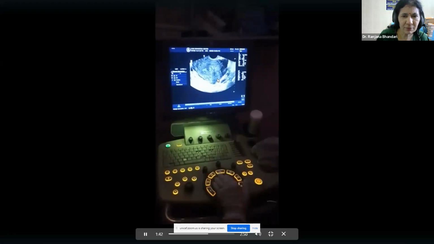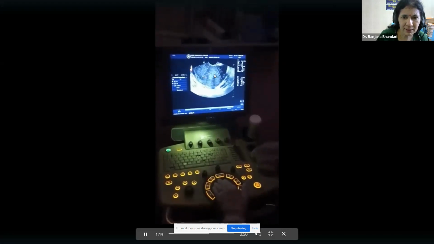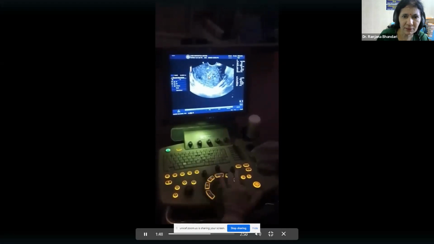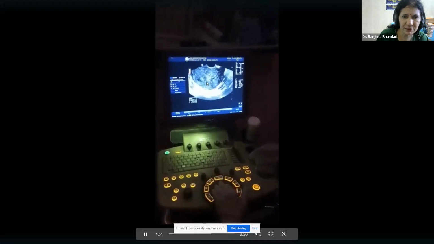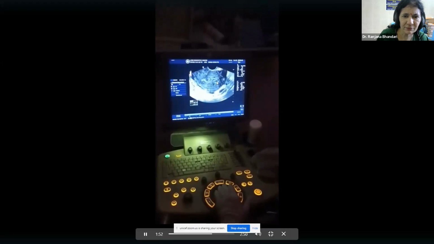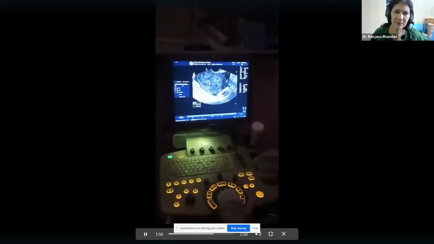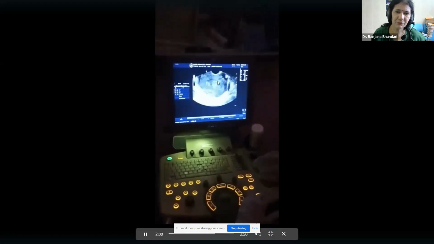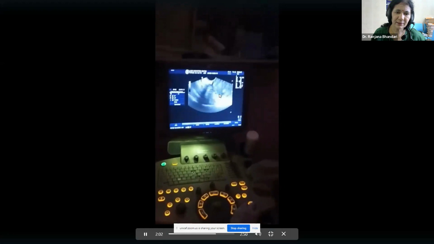And when we apply Doppler, there is all intralesional vascularity. See, so many intralesional vessels. It is not circumferential. So this is a case of adenomyosis, just near the endometrium, but posteriorly. This is the posterior part of the uterus, and this is the anterior part of the uterus.